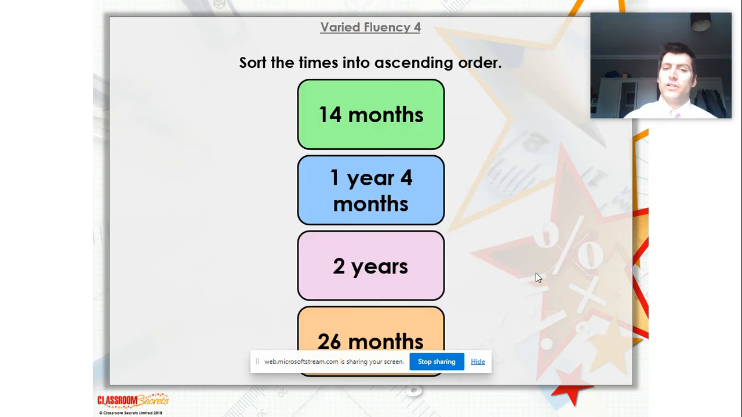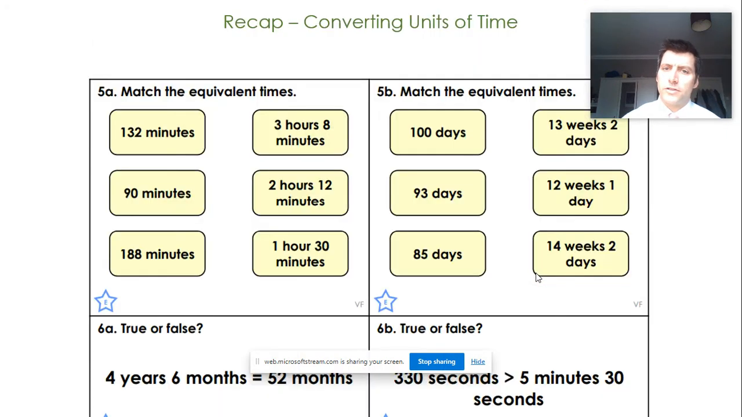So therefore, our order is 14 months. Then essentially 16 months is the blue value. 24 months is the purple value. And finally, we've got 26 months, which is the largest value, which is 2 whole years and 2 additional months. Okay, 2 and 2 additional months.